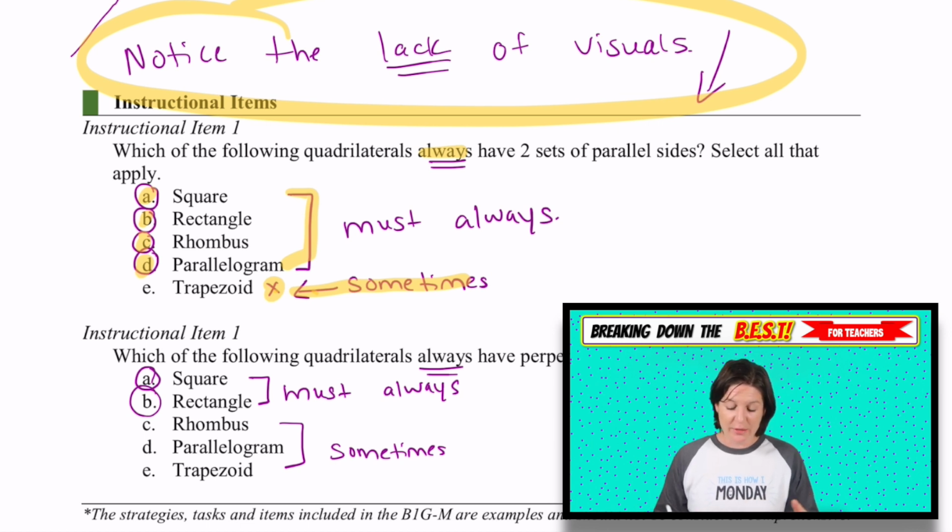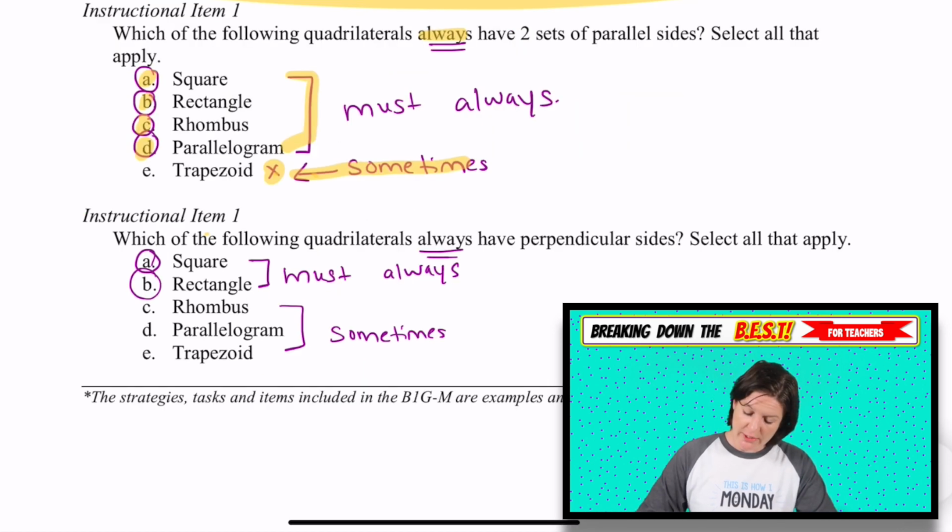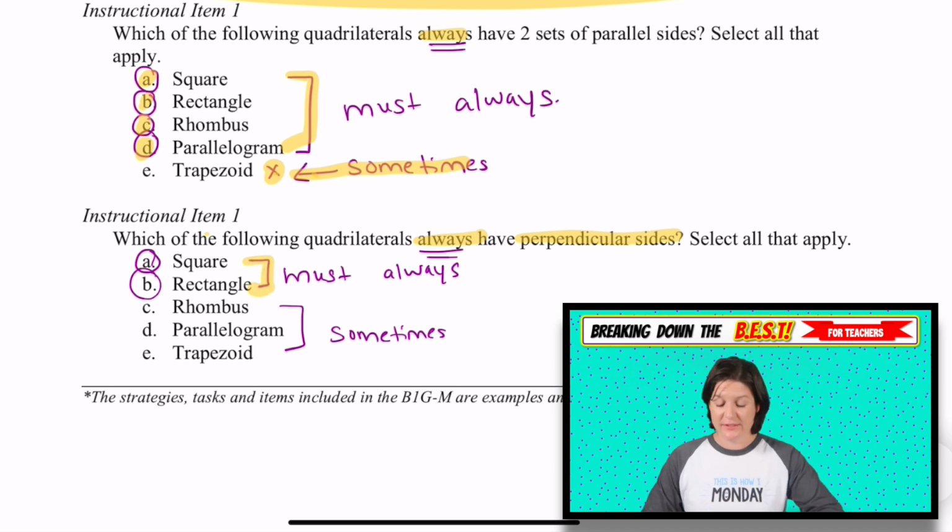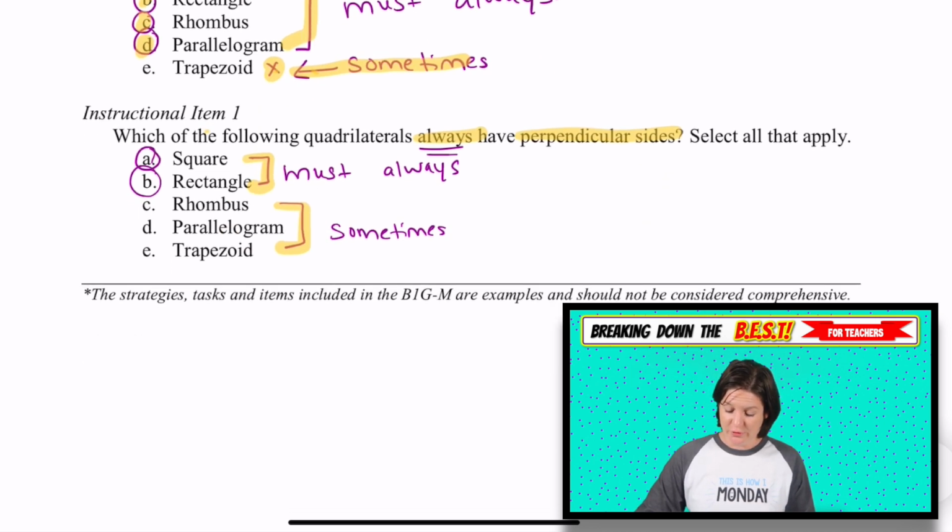So for these types of problems, I would make sure that my students had practice with this and gradually release them. Start with a lot of heavy visual use and then gradually release, and maybe even have students draw a square and show the 2 sets of parallel sides. Draw all of these, the square, the rectangle, the rhombus, the parallelogram, and model how it has 2 sets of parallel sides. Which of the following quadrilaterals always have perpendicular sides? Same thing. Showing how a square and a rectangle must always have them, but how a rhombus and a parallelogram and a trapezoid could not. They only sometimes do. It would be important to include those visuals.